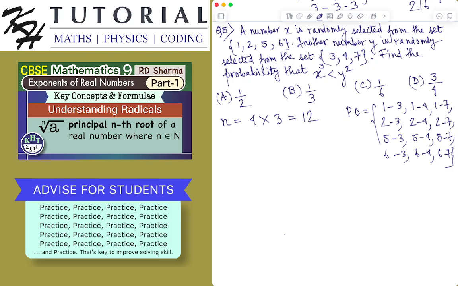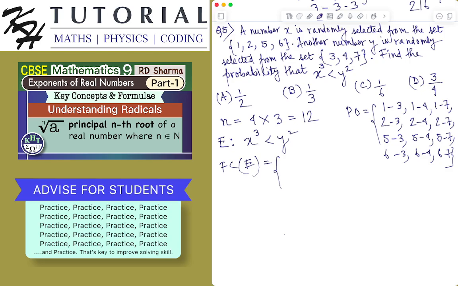Okay. Now, in this set of all the possible outcomes, I have to choose only those outcomes where x's cube is less than y square, where the value of x is coming from 1, 2, 5, 6. So if I consider event E to be that x's cube is less than y square, then what are the outcomes which are favorable to the event E?